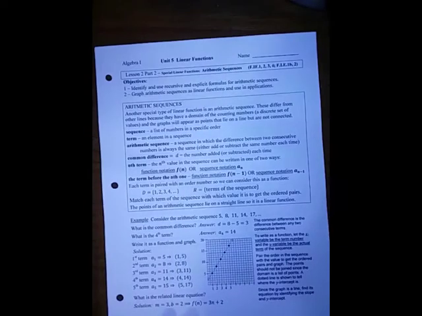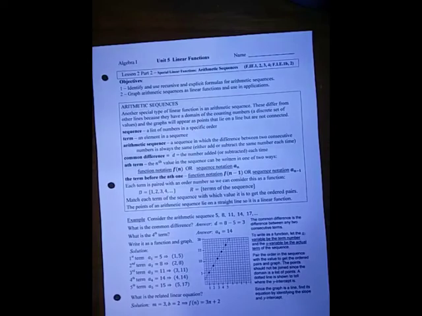Algebra 1 Unit 5, Lesson 2, Part 2, Special Linear Functions, Arithmetic Sequences. In this lesson, we want to identify and use both recursive and explicit formulas for arithmetic sequences and graph arithmetic sequences as linear functions and use those in applications.